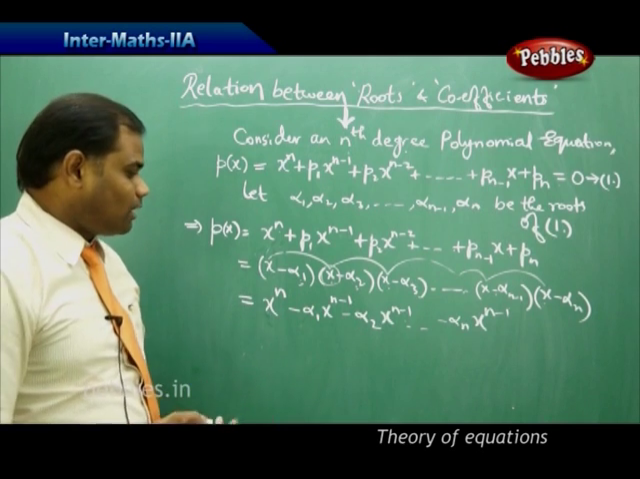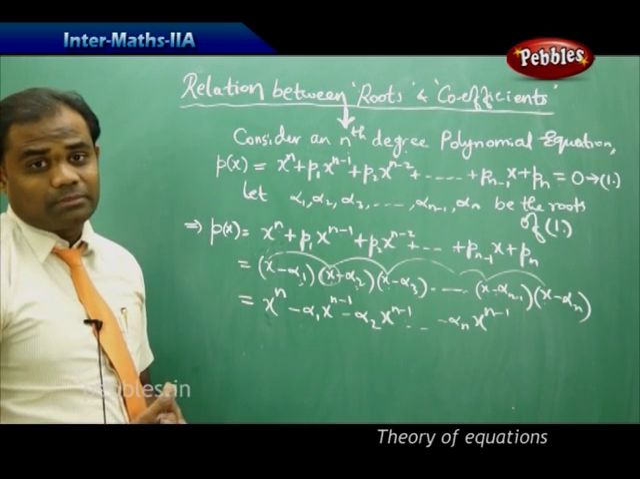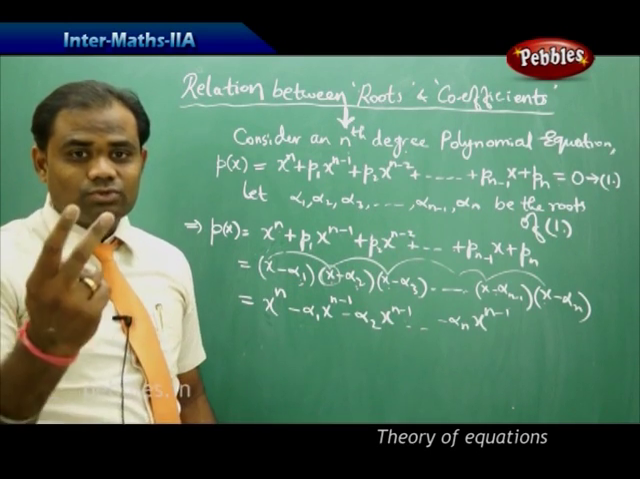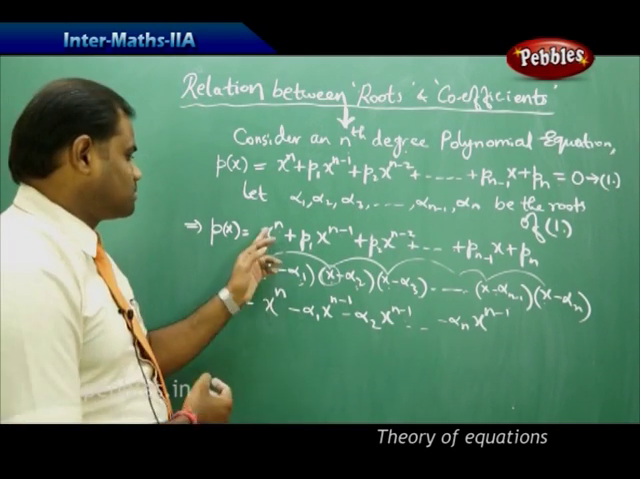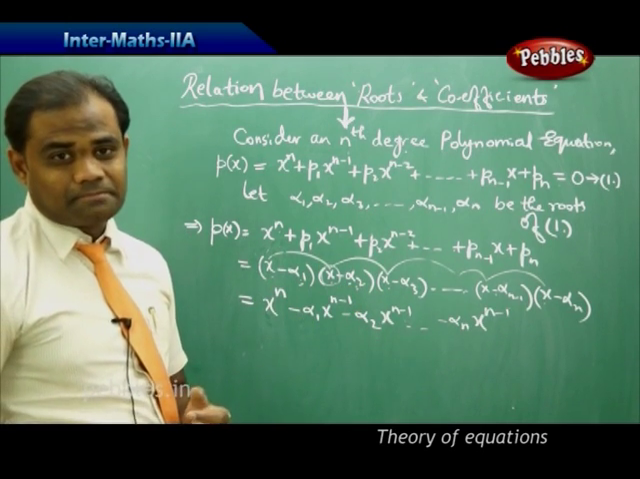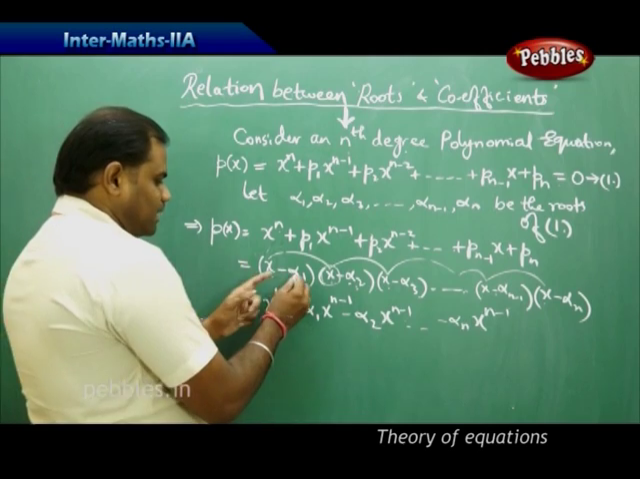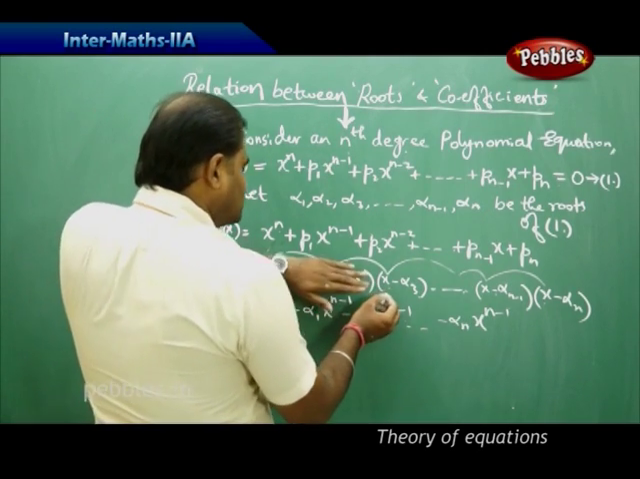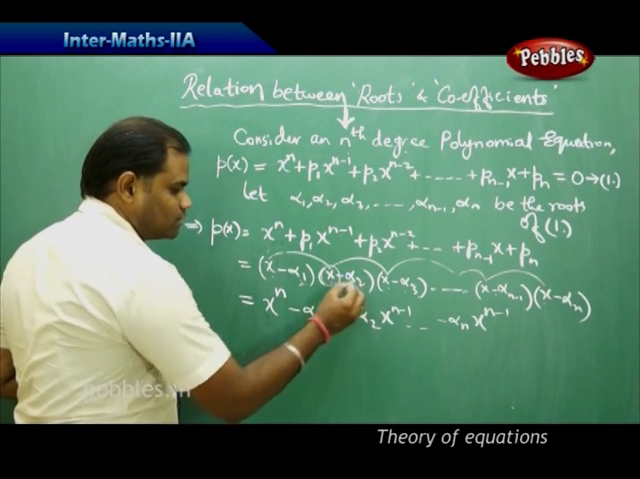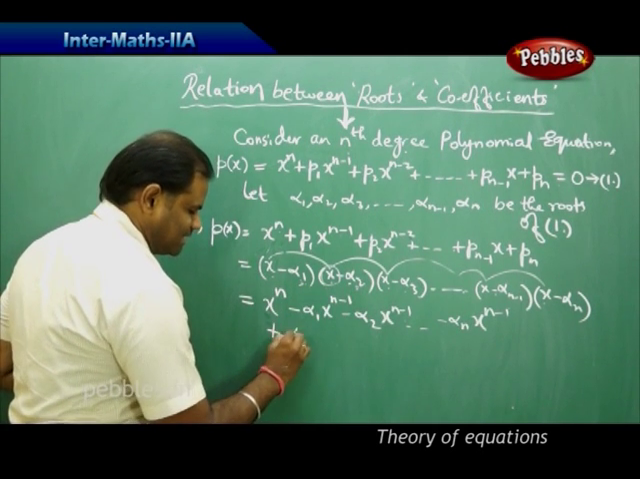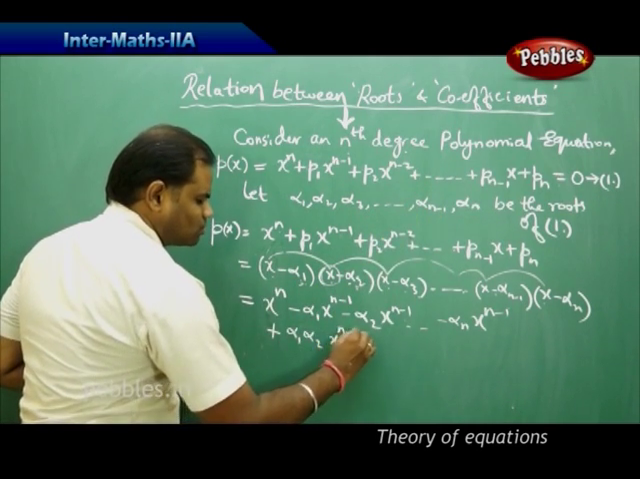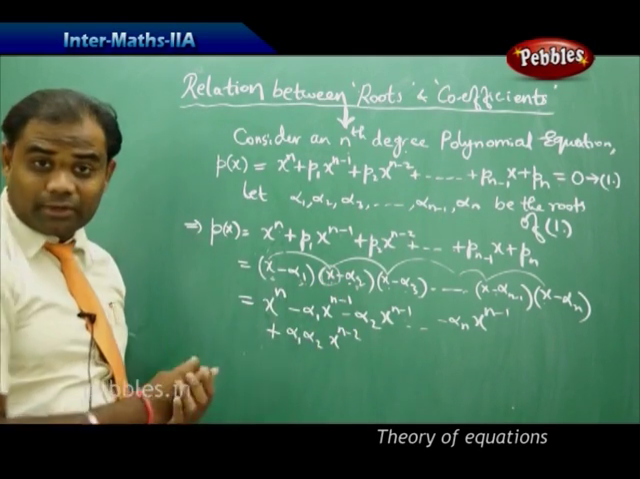But let's see how x power n minus 2 is obtained. In order to obtain x power n minus 2, I need to have two x's removed from x power n. So I remove these two and see what exactly happens. When I multiply alpha 1 and alpha 2, these two are going to be multiplied with the rest of the factors. So minus alpha 1 into minus alpha 2 is plus alpha 1 alpha 2 of x power n minus 2, because two of the x's are already removed.